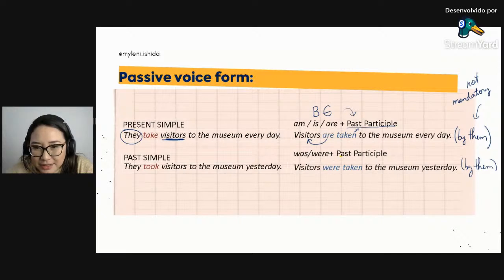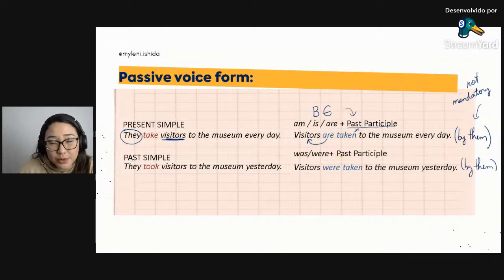Nice, I see your answers here, okay. Visitors were taken to the museum yesterday, that's it. Pat, you don't need to repeat visitors, okay? Nice, good job. So you can say by them, or you don't need. It's irrelevant. If we say, we put at the end the person that does the action, okay? Or we just don't say. The most important thing is the action, okay, that visitors were taken to the museum.